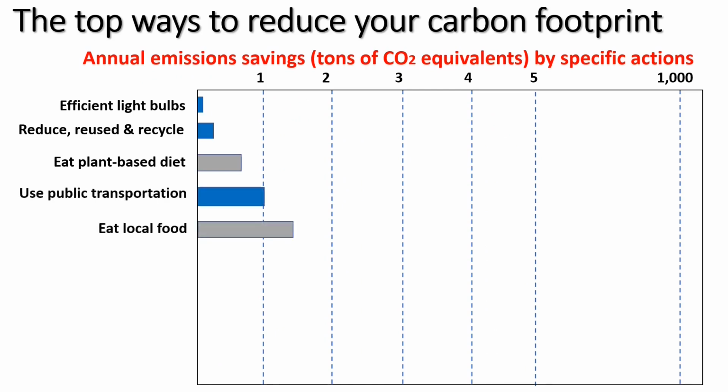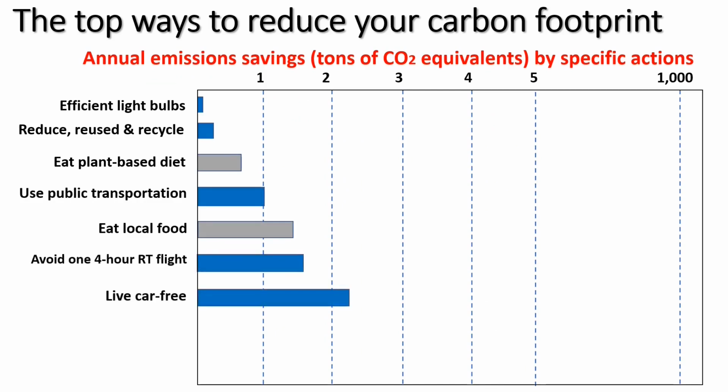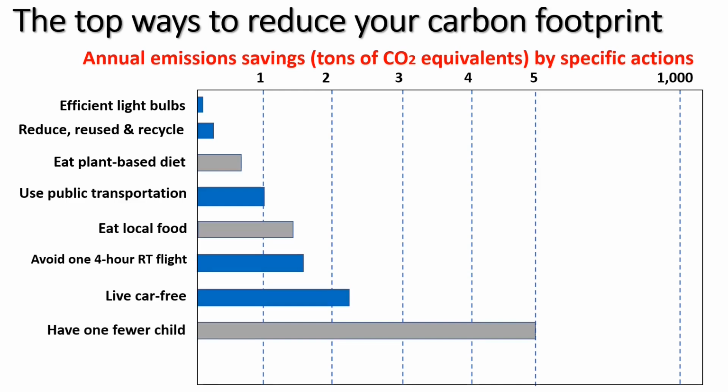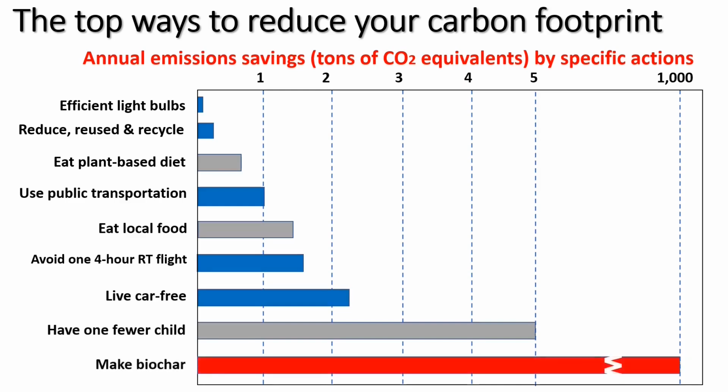If you change to eat only or mostly local food, you will save this much. Or have one fewer child, you can save this much. However, if you decide to be a full-time biochar maker, you can reasonably save 1,000 tons of CO2 annually. Yes, this is a big wow.